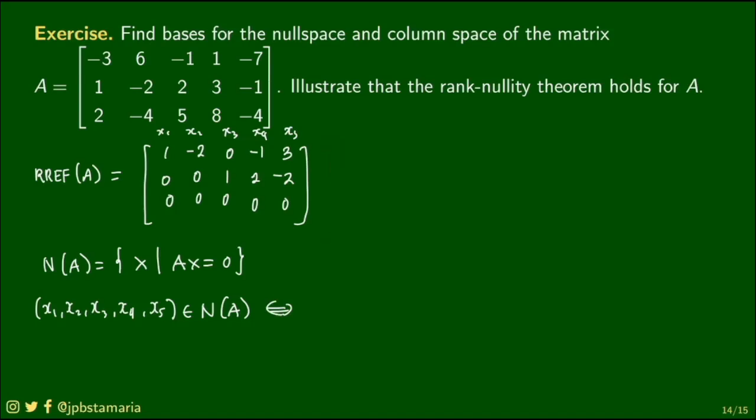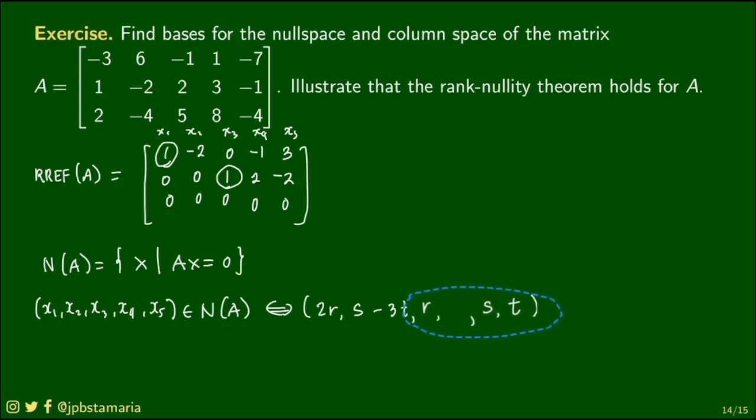Here we only have 2 pivots. Therefore, there are only 2 leading variables, x1 and x3. All the other 3 variables are free. So, for example, if the free variable x2 is named r, x4 is named s, and x5 is named t, using the first equation, how do you solve for x1? You put the other terms on the right, so x1 is 2x2 plus x4 minus 3x5. So this element is going to be 2r, since x2 is r, plus s minus 3t.